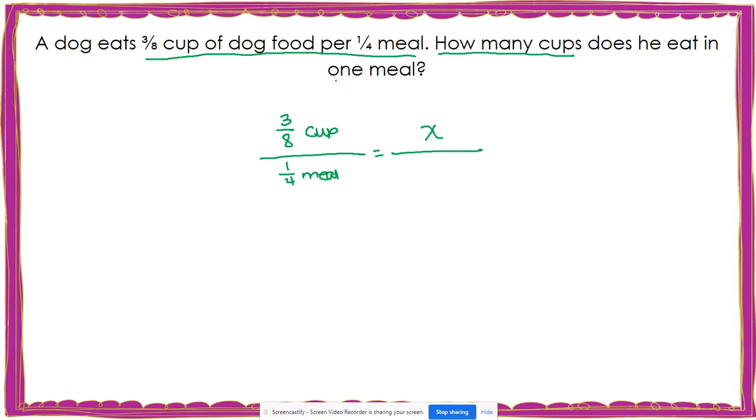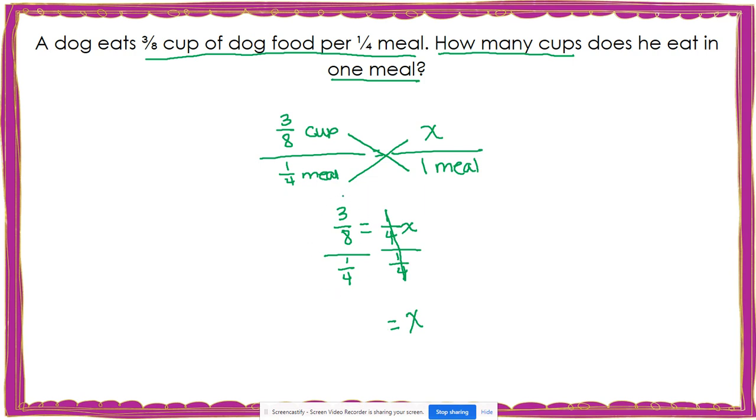And I'm looking for how many cups in just one meal. So since meals are in my denominator on this ratio, I'm going to put 1 meal in the denominator for my second ratio. Now I can cross multiply. 3/8 times 1 is 3/8, and I'm going to put my equal sign. x times 1/4 is 1/4 x. Now I'm multiplying by 1/4, so the inverse to get x by itself is dividing by 1/4. And I'm going to do that on both sides of my equation. My 1/4 over here will cancel to leave me with x.